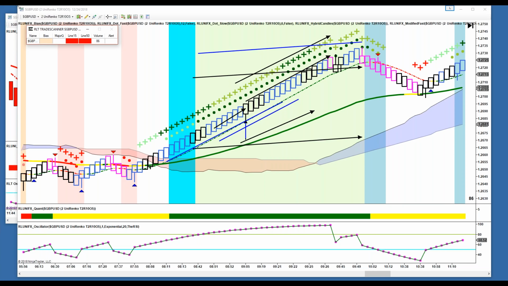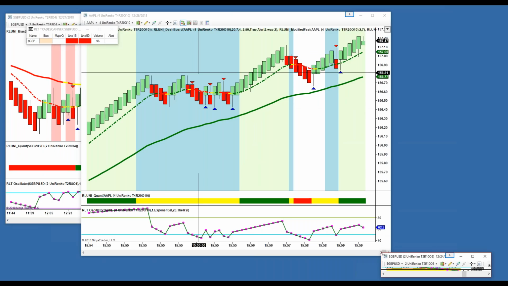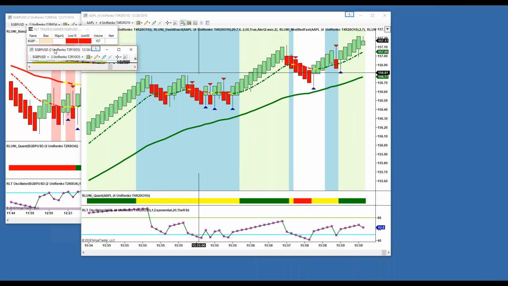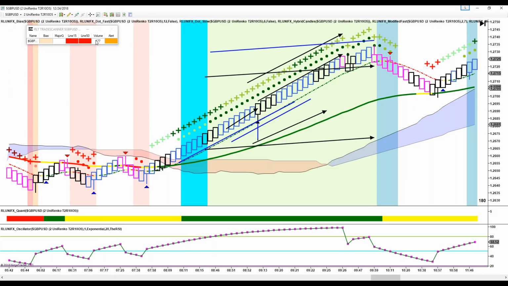Now, the trade scanner allows you to take this market, fold it up, put it underneath, along with 10 or 12 other markets, and only pop it when you see this alert. So you can stack these alerts.